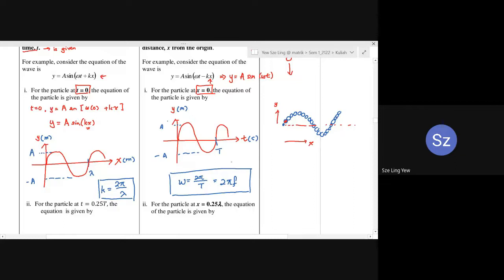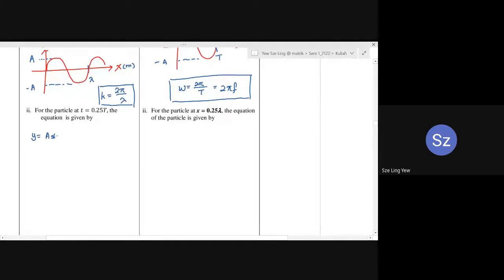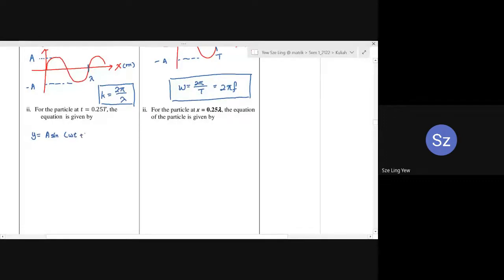Now, what if you have a time that is not equal to 0, and the question asks you to sketch a graph? So for a particle at time t equals 0.25 capital T, how are we going to solve it? So we are going to think, how are we going to solve the equation? So y is equal to a sine of omega t plus kx. This is the general equation.